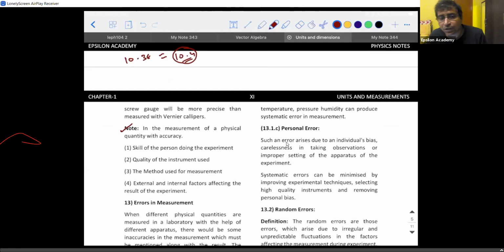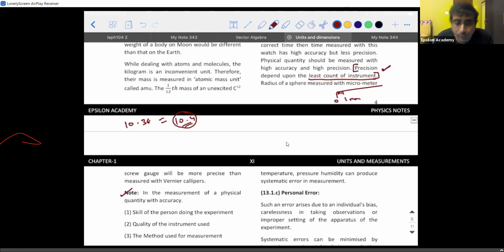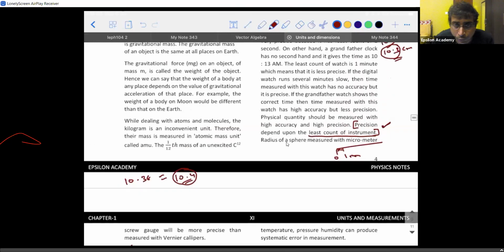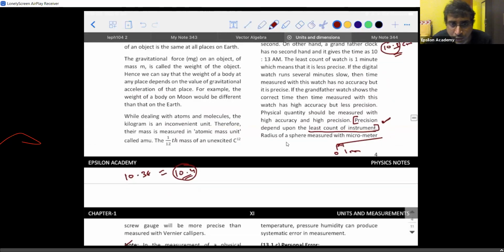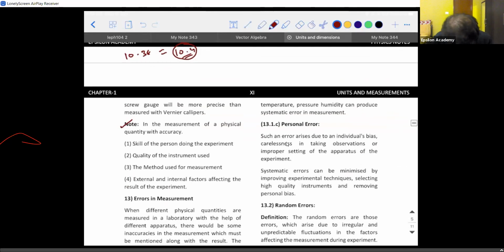When you try to measure any physical quantity with accuracy, one thing that is important is the skill of the person doing the experiment. For example, I give you a wood and ask you to cut it. Obviously, a carpenter will have a better skill than you. So it depends on the skill of the person who's doing the experiment. Second is the quality of the instrument that is being used. The third, the method you're trying to use for the measurement. And the fourth is the external and the internal parameters which can affect the result of the experiment.